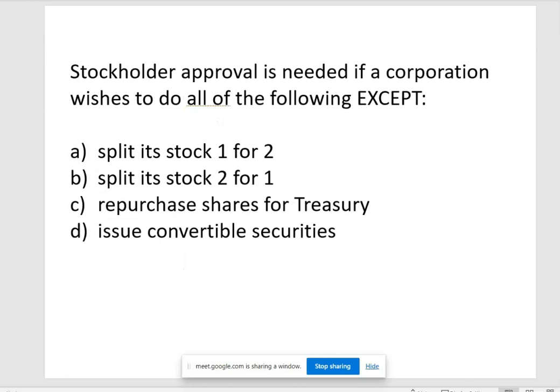Stockholder approval is needed if a corporation wishes to do all the following except A, split its stock 1 for 2, B, split its stock 2 for 1, C, repurchase shares for treasury, D, issue convertible securities.